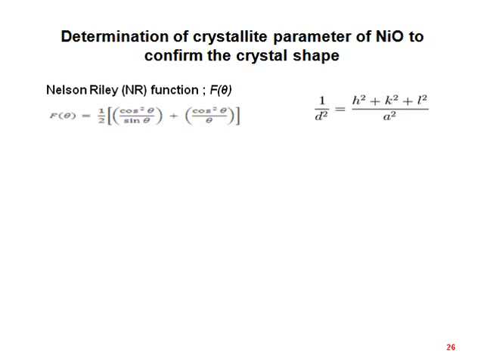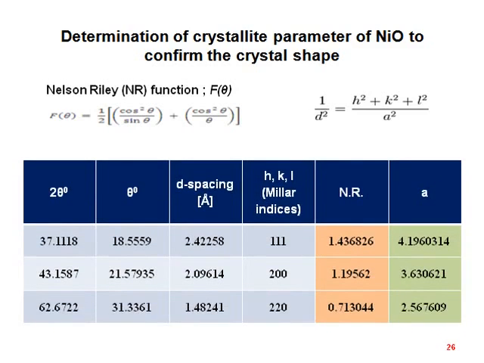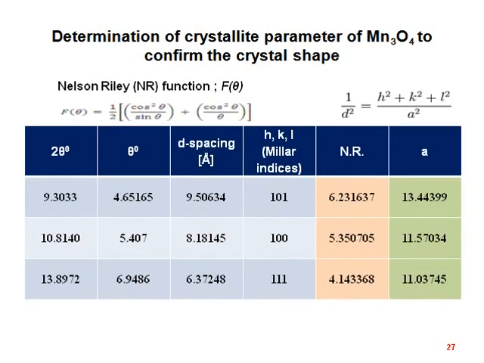From the literature, it is mostly found that nickel oxide and manganese oxide crystals are cubic shaped, and we know the crystalline parameter for the cubic shape is A. Using the XRD parameters, the values of A are determined for nickel oxide and manganese oxide nanoparticles. Here are the A values for nickel oxide nanoparticles, which are 4.196, 3.630 and 2.567, whereas for manganese oxide they are 13.44, 11.570 and 11.037.